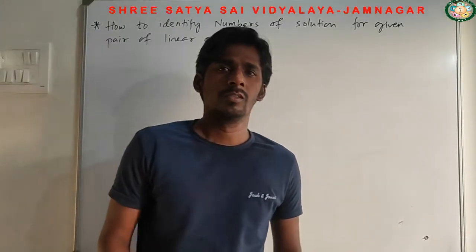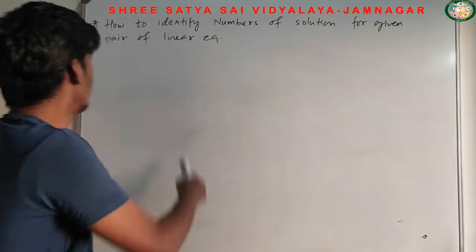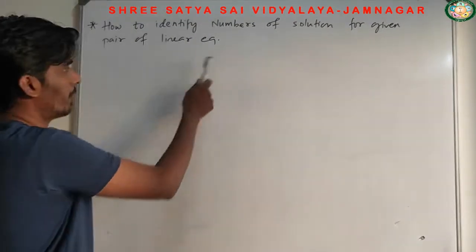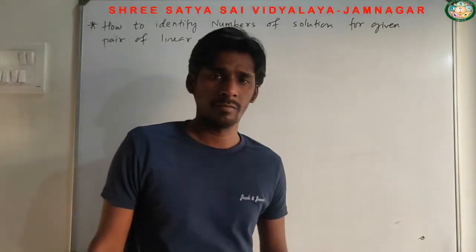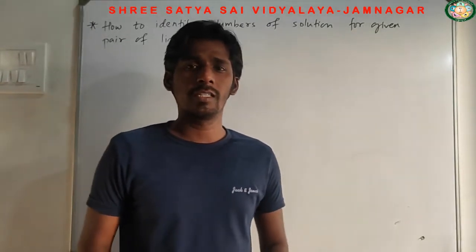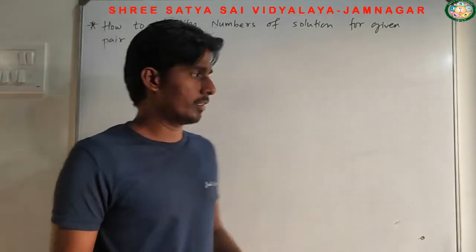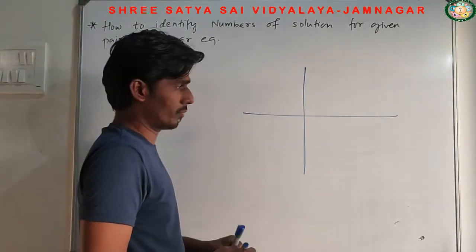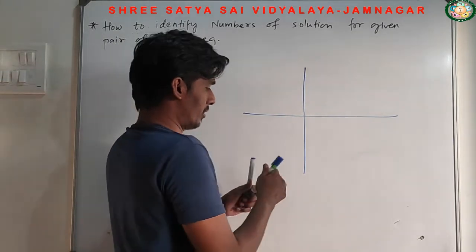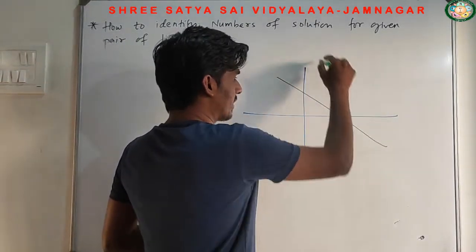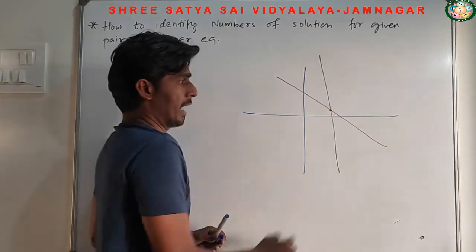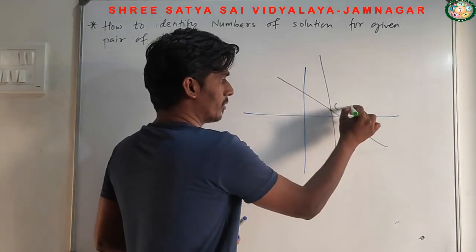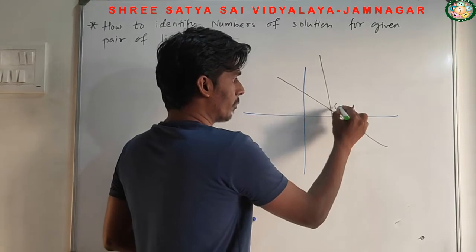Salam everyone. Today we are going to learn how to identify the number of solutions for a given pair of linear equations. As per our last video, we had done two graphs. In one of the first examples, we solved a sum to find the solution, in which we got two lines intersecting each other, and this point or this coordinate is the solution for the given equations.